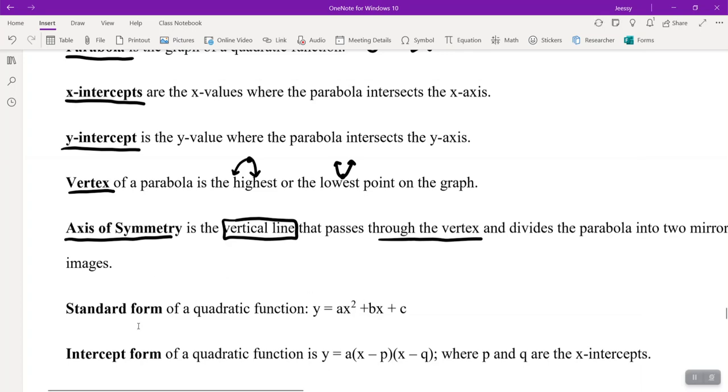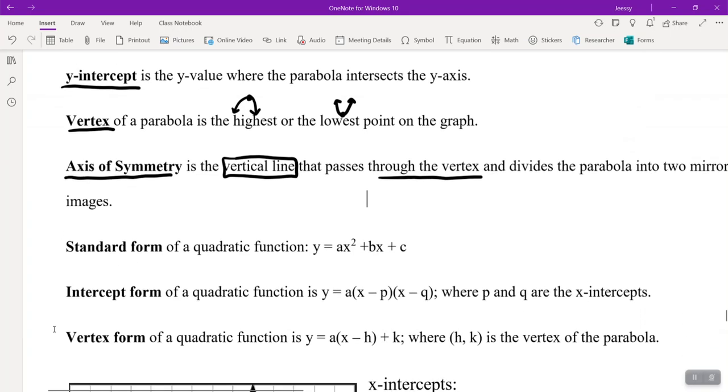There are three forms to your quadratic function. There's the standard form. Julene. I have a question about the... Okay, so the highest is the point that you circled, right? The lowest is the point... Yeah, so that's the vertex.